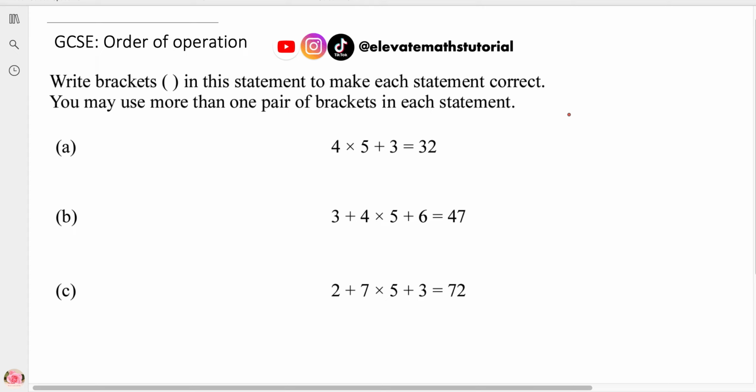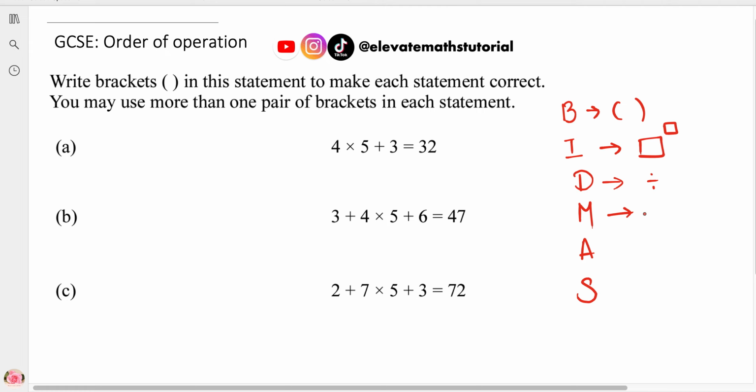Now, before we start, the basic skill that you need to know here is BIDMAS. The I is indices, or is order, but it's the same thing. Okay, so BIDMAS, or BOTMAS. So B is standing for bracket. I is indices. So if I have something to the power of something, that's indices. D is division. M is multiplication. A is addition. And S is subtraction.